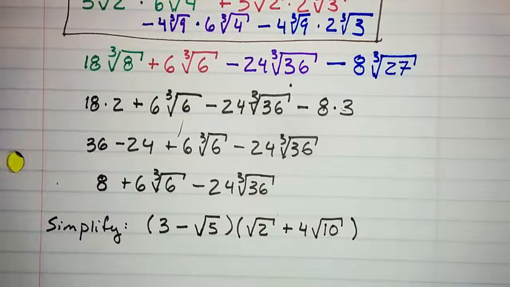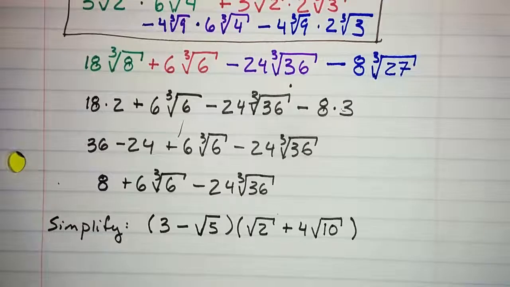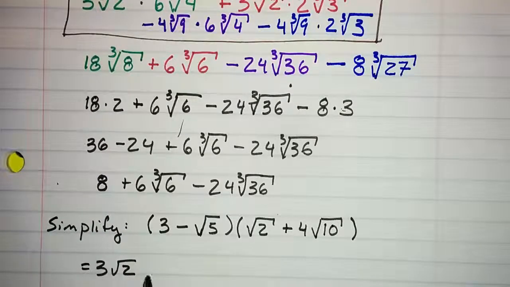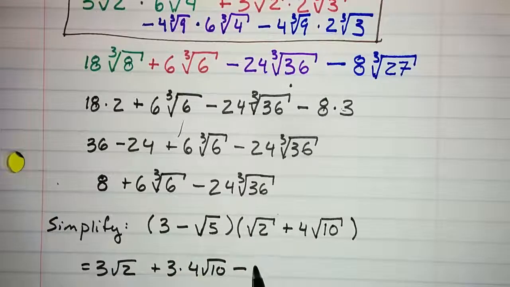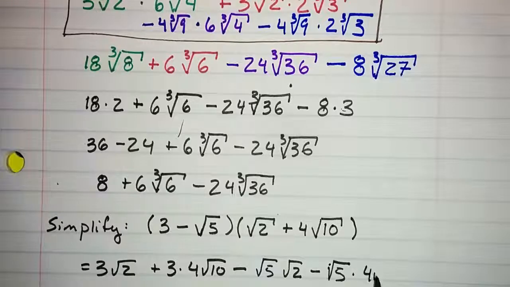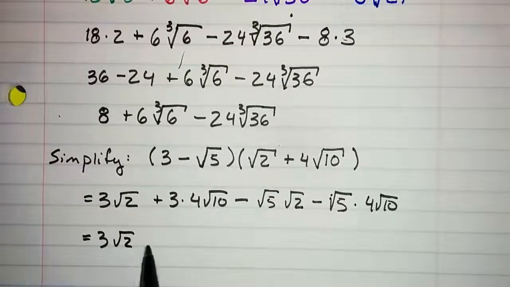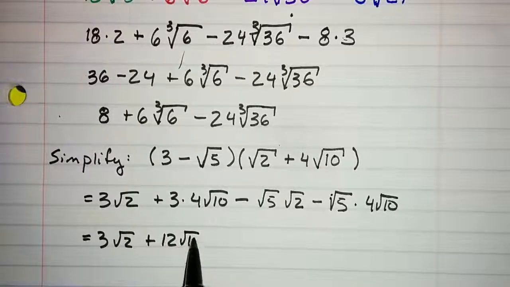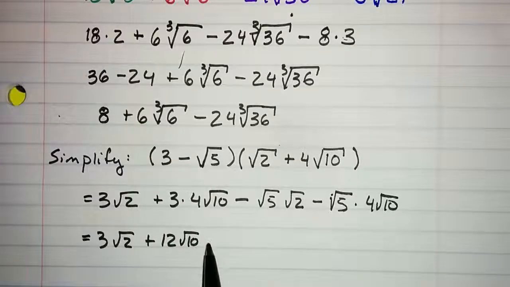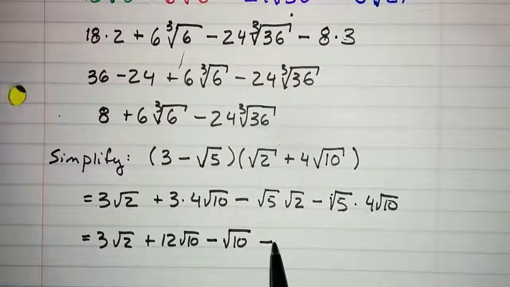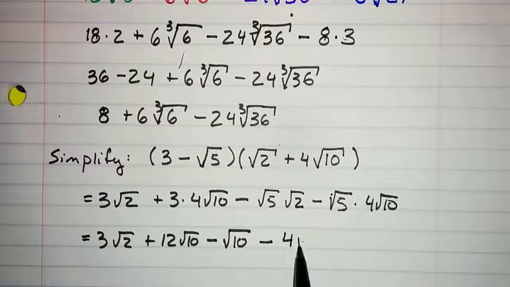Okay, so I'll have 3 times root 2, 4 times 3 times root 10, minus root 5 times root 2, minus root 5 times 4 root 10. That'll be 3 root 2 plus 12 root 10. Combining these two radicals, minus root 10, minus 4 root 50.